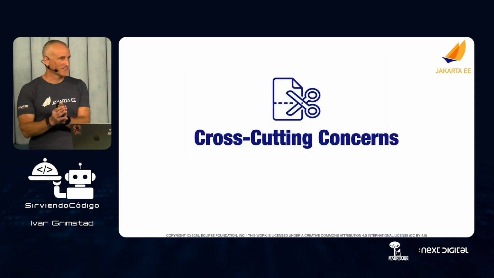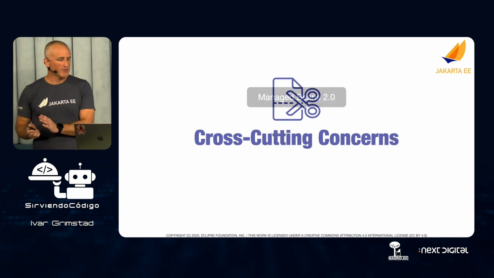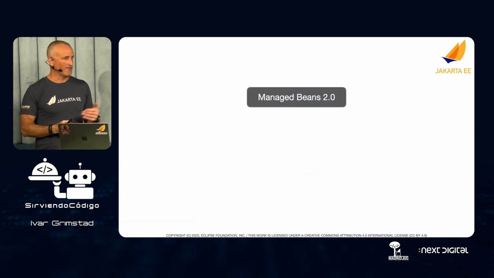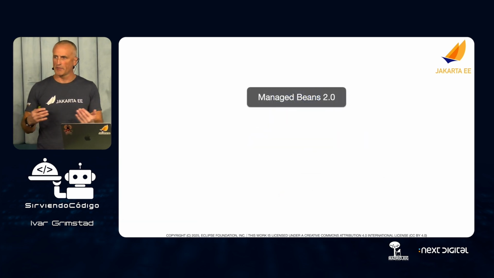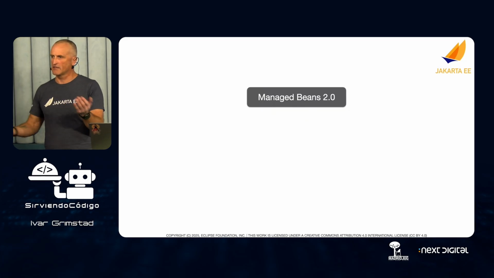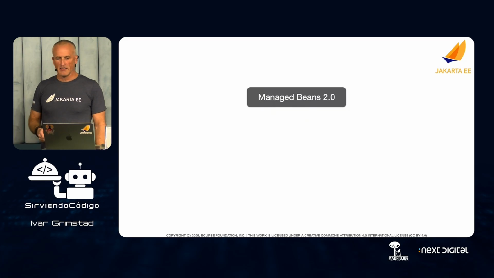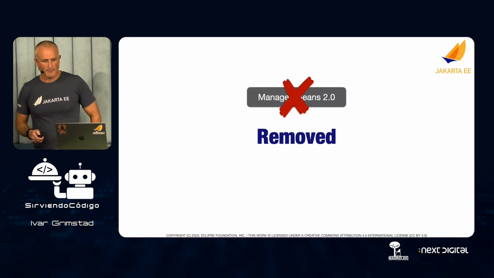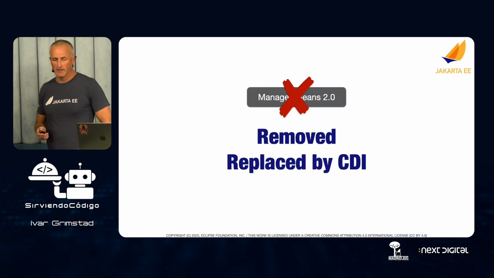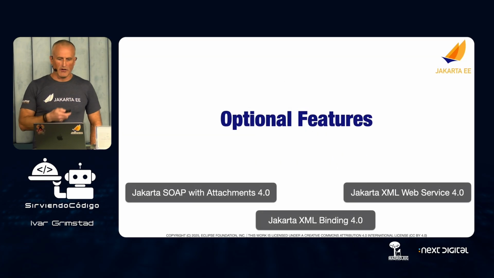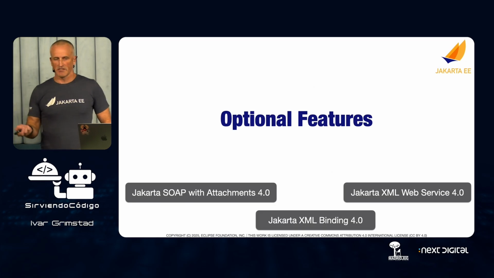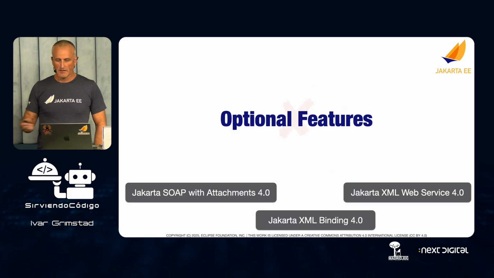So, cross-cutting concerns. What we wanted to do in 11 was, in addition to updating these specifications, also do some things on the platform level. So managed beans were taken away. It's replaced by CDI. We took all the optional features of the specifications. They are not allowed in the platforms any longer. So all the SOAP, XML stuff, gone.